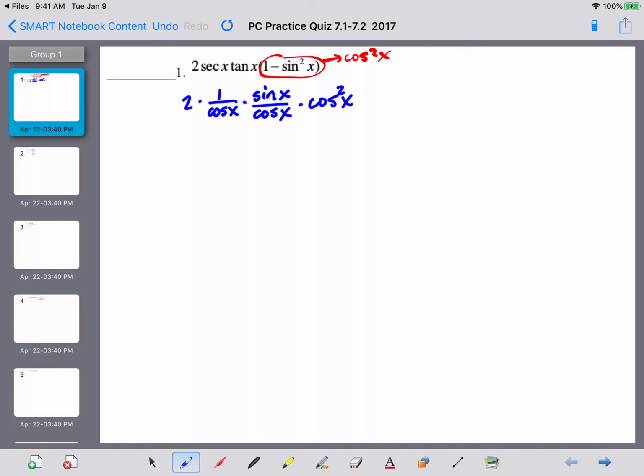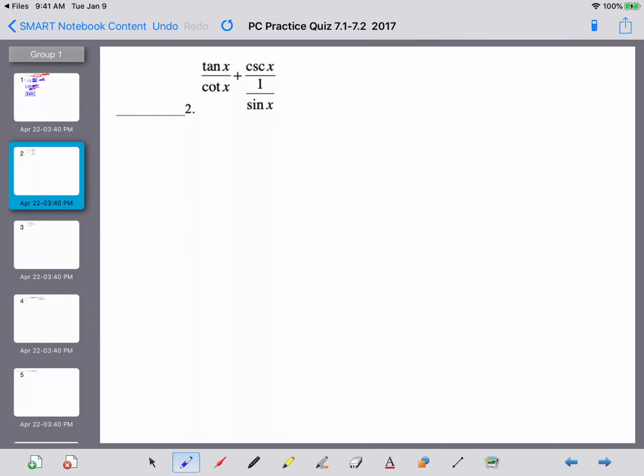So next thing we can do is just combine this into one fraction. In the numerator, I have 2 times 1 is 2 times sine x, and then times cosine squared x. And in the denominator, I just have cosine times cosine, which gives me cosine squared x. So the cosine squared x are going to cancel, and we're just left with 2 sine x. And that would be as simplified as we can get that. So that is our answer.